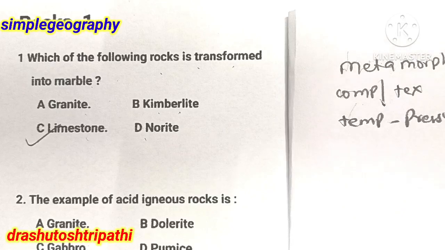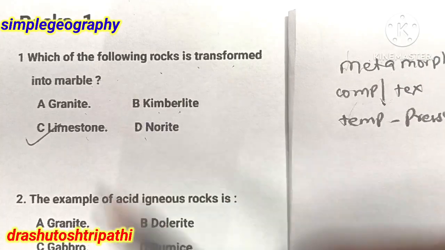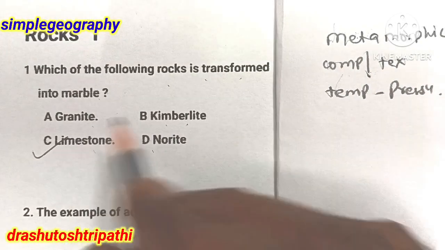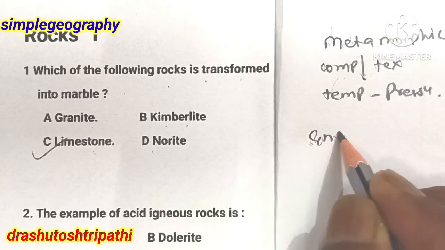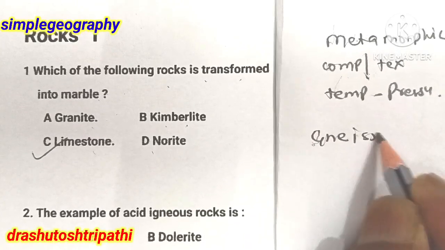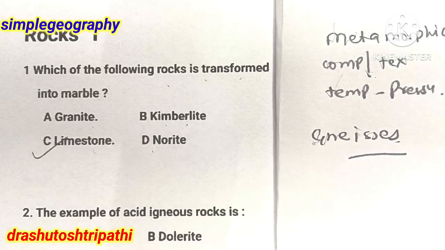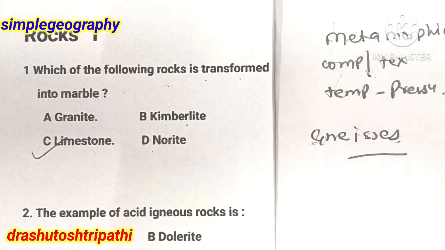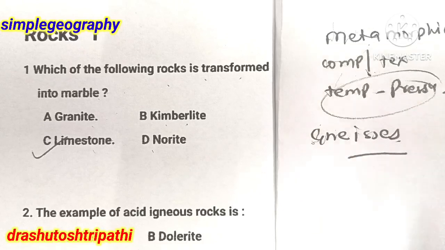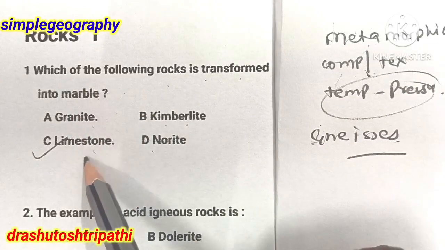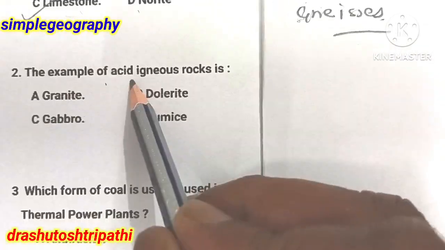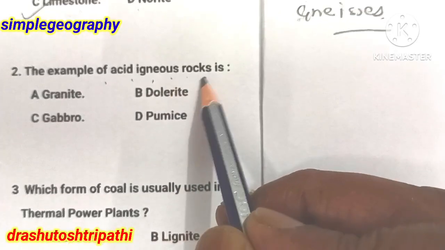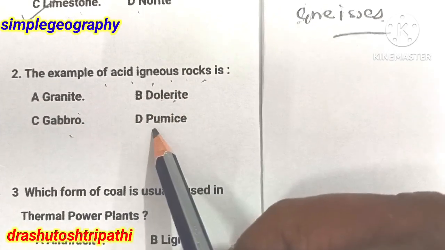Limestone converts into marble, and granite is converted into gneiss. A part of shale is converted into slate, and coal is converted into graphite. So rocks are changed due to pressure and temperature into different rocks. The example of marble is limestone. Examples of acid igneous rock are granite, dolomite, gabbro, and pumice.